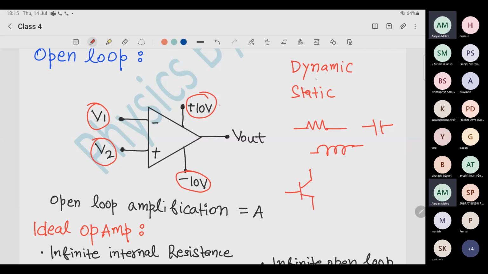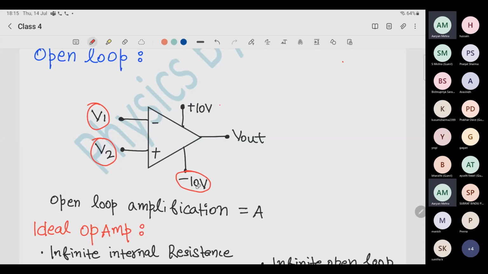So this is the operation voltage. You need this voltage for the operation of op-amp. It is none of our concern. In very few questions we care about this. Now this is our output voltage and this is our open loop.